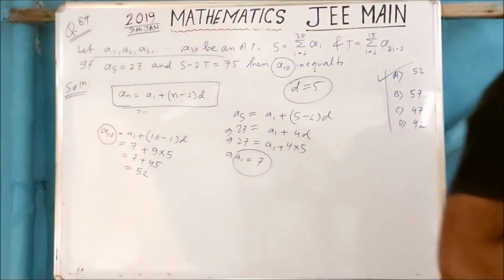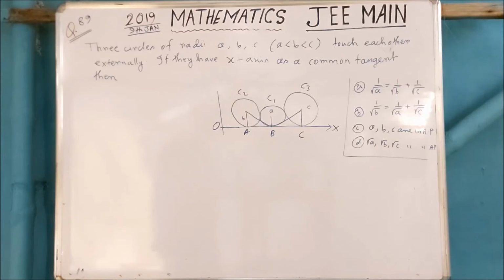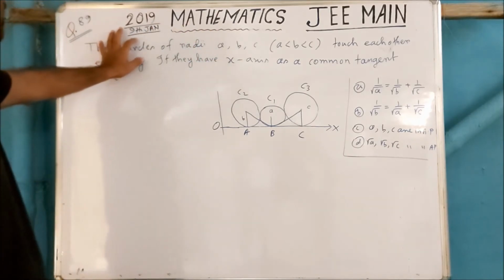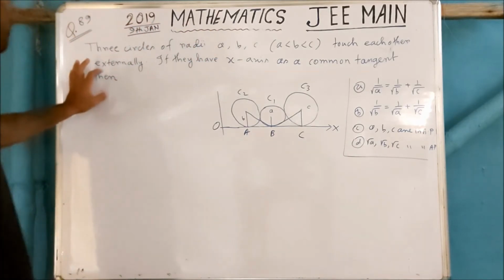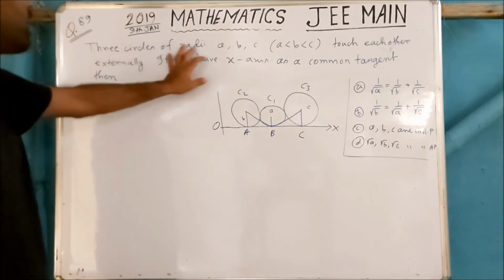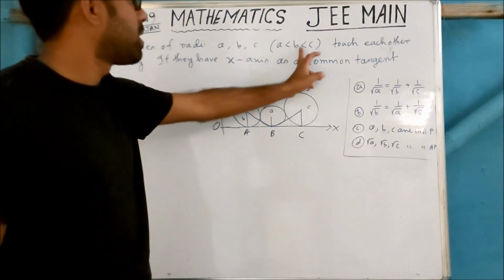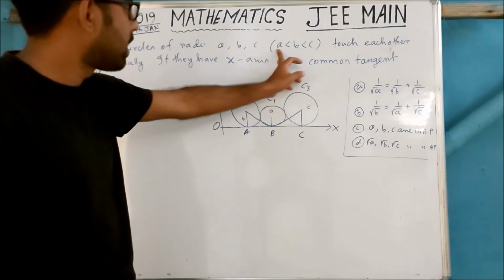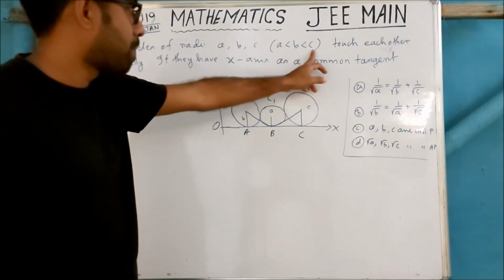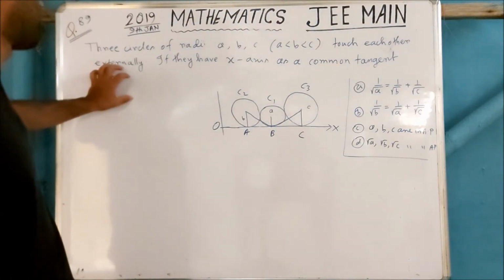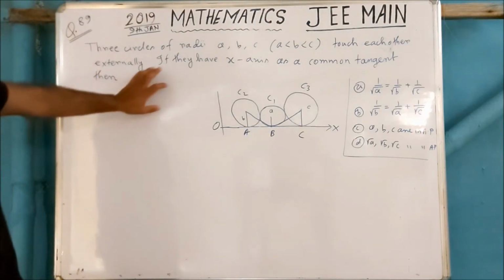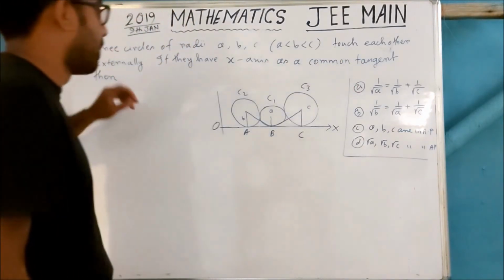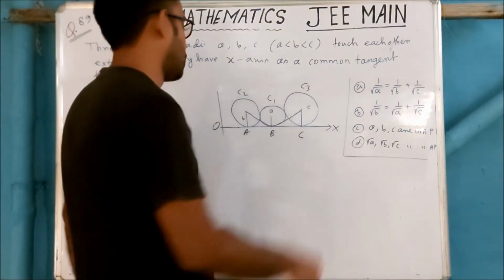And the third problem, this is question number 89. This problem comes from JEE Mains 2019, 9th January morning shift. So the question is: three circles of radii A, B, C, where A is less than B and B is less than C, touch each other externally. If they have the x axis as a common tangent, then which of the relations is true?